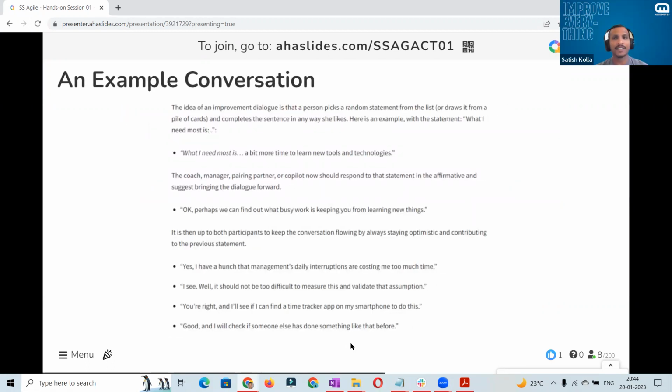So the conversation example which Management 3.0 gave on their site is like this. One of the statements is, what I need most is... there is a starting statement, and we need to add to that. What I need most is a bit more time to learn new tools and technologies. The initial first question, when you were asked one thing you want to improve in 2023, some of you gave answers like improve agile knowledge or improve the agile transformation. Yes, that might be your statement. So the coach, the manager, or the pairing partner, or whoever is having the conversation, should continue the discussion. The example is, okay, perhaps we can find out what busy work is keeping you from learning new things.